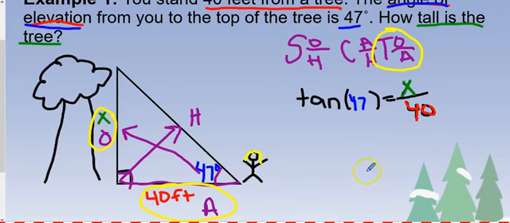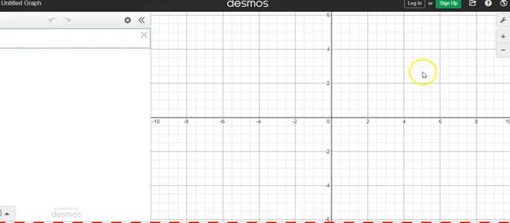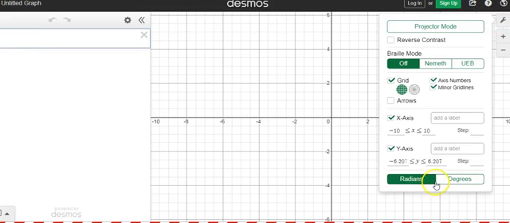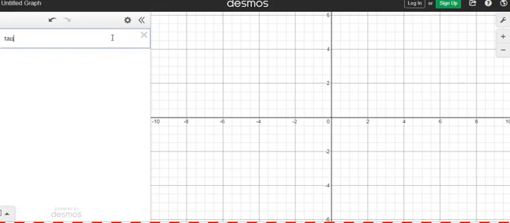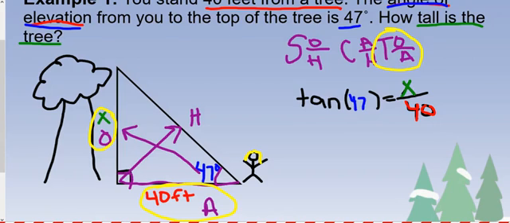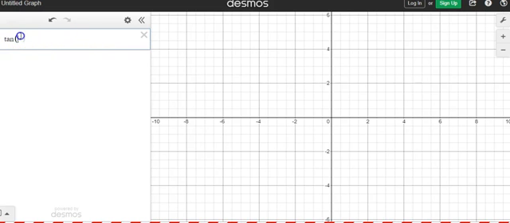Okay, now I'm just going to go to Desmos and I'm going to plug it in. When we open up Desmos, the first thing you should do is go to your wrench and hit degrees. And now we're going to type in tangent, or we're going to use the keypad on the bottom to hit tangent of 47 equals X divided by 40.